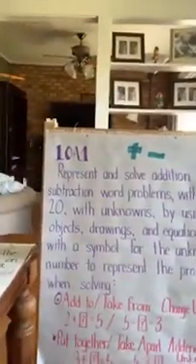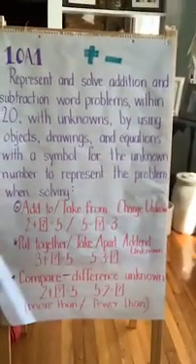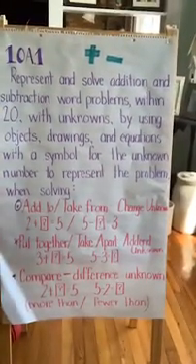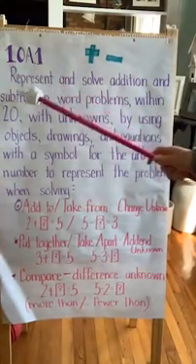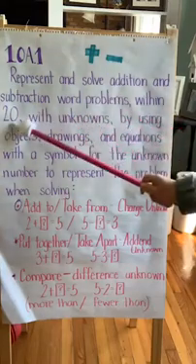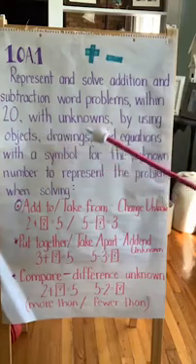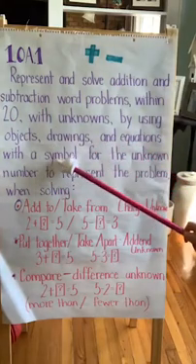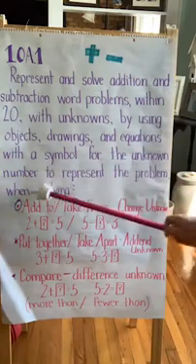So today's goal, and I'm going to move this so you can see, and it should not be backwards. It should be all lovely and wonderful. So let me go around. Today's goal is 1.OA.1. Represent and solve addition and subtraction word problems within 20 with the unknowns by using objects, drawings, and equations with a symbol for the unknown number to represent the problem when solving.